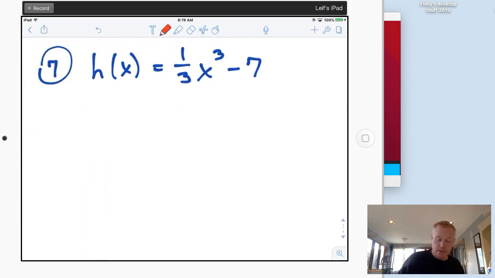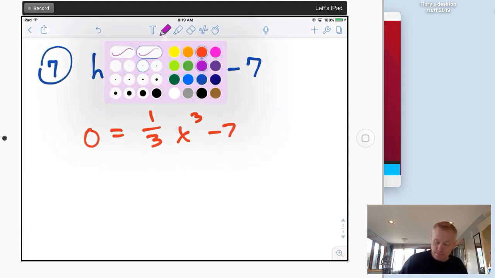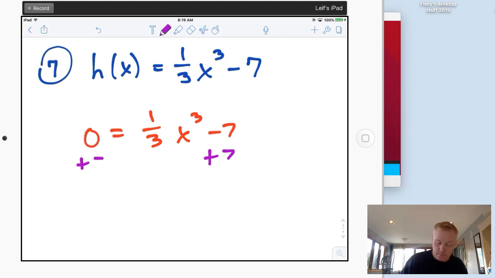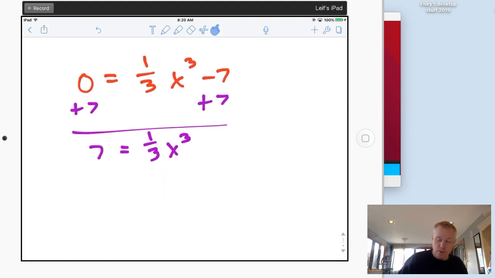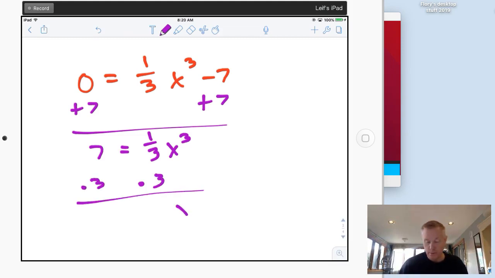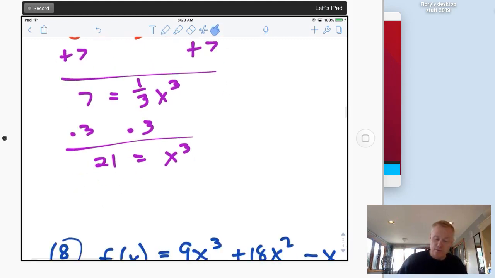Next one, same idea, set it equal to 0 and solve it. So first thing I'm going to do is add 7 to both sides. I get 1/3 x cubed equals 7. Next, get rid of that 1/3. Opposite of multiplying by 1/3 is multiplying by the reciprocal, which is 3. Dividing by 1/3 and multiplying by 3 are the same thing because, when you divide fractions, you flip and multiply anyway.